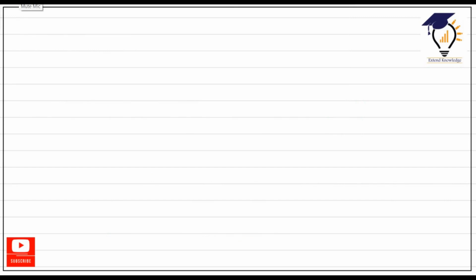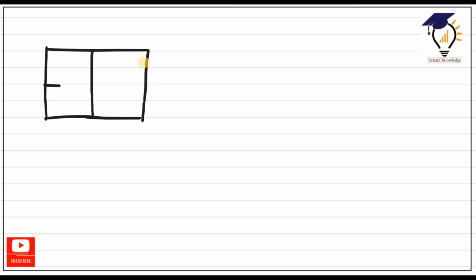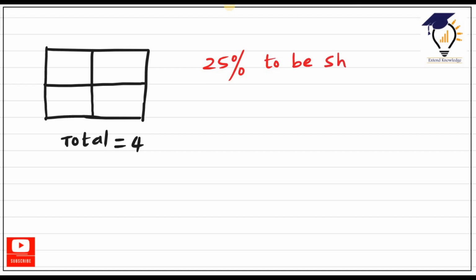Let us understand this concept with a simple model diagram. Here I have 4 blocks, which you can see there are 4 blocks. So the total number of blocks is 4. My question is, I want 25% of the blocks to be shaded from the given. So to shade the 25%, what is the whole quantity?